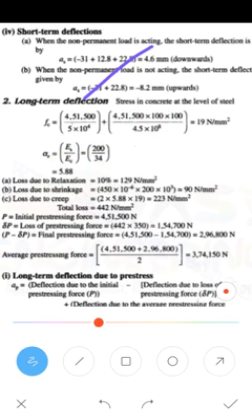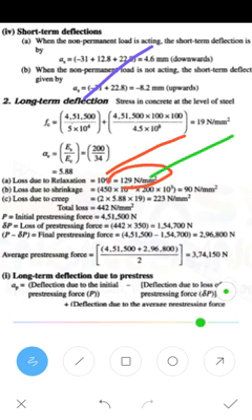So the loss due to relaxation is 10%. The maximum stress is 1290, so 10% of that is 129 Newton per mm square. Next is the loss due to shrinkage.